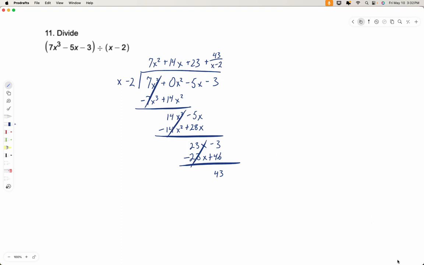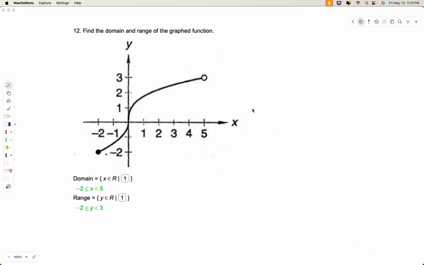All right, next problem. This problem asks us to find the domain and range. I'm going to wipe that out just so we don't cheat a little bit. We want to be able to do that all by ourselves. Let me get rid of this little 1 right here. That's where it goes. I want to show you how to get the answer, not just give you the answer.